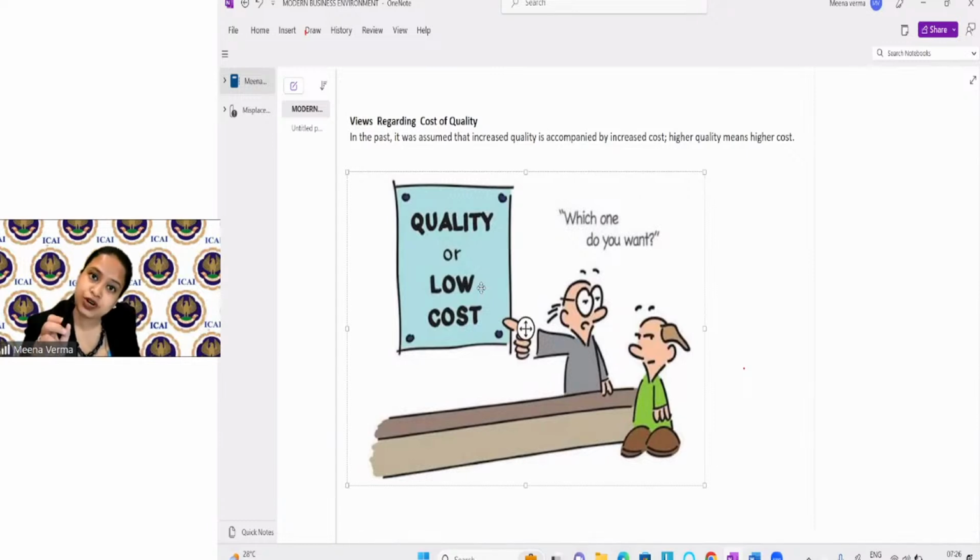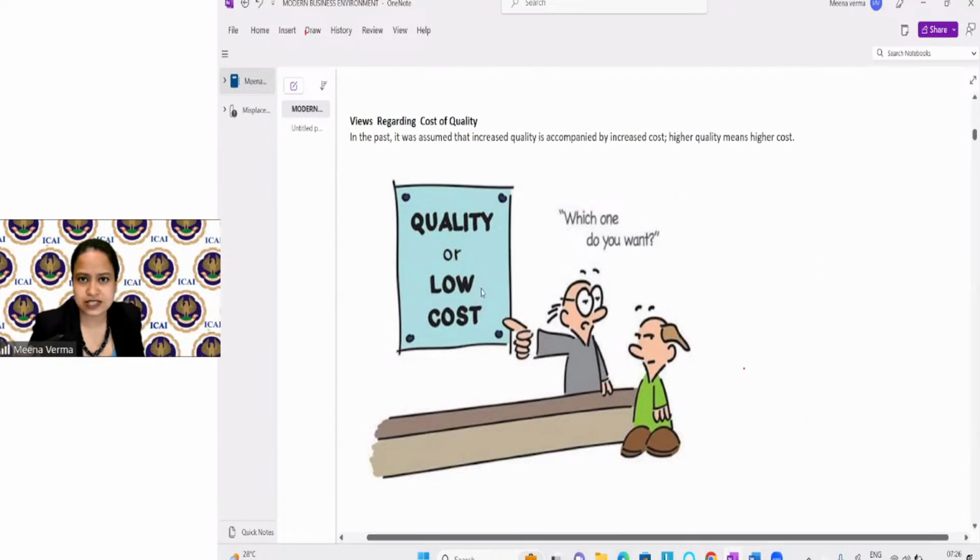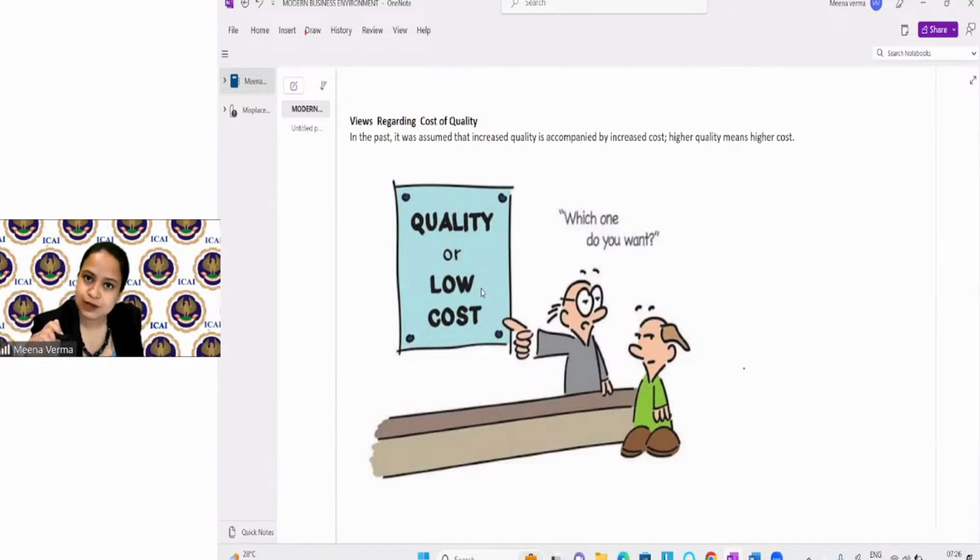If you want a cheaper product, you will not get the quality. If you want an expensive product, you will get the quality, right? This is what this person is asking. We have an example. For example, generally when we purchase Chinese products in the market, you must have seen Chinese products are very cheap as compared to local products. Chinese products are cheaper, but their qualities are not good.